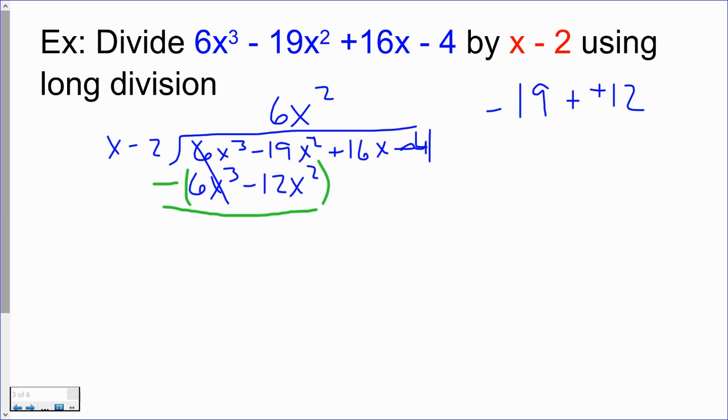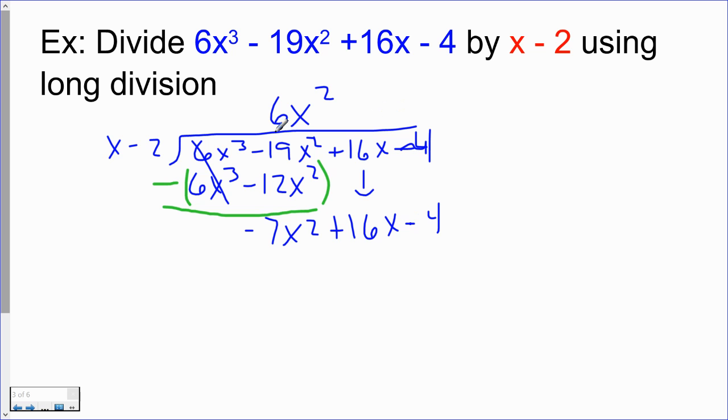Minus a negative is really a plus, so that's going to give me a negative 7x squared. That's where people typically go wrong with those problems, when they're subtracting negatives. So now these other guys are just going to drop down, so plus 16x minus 4.